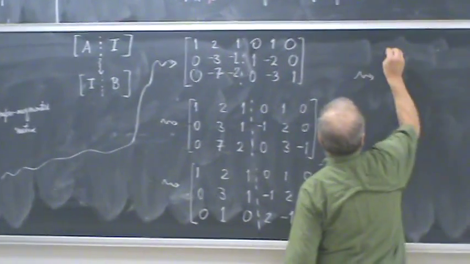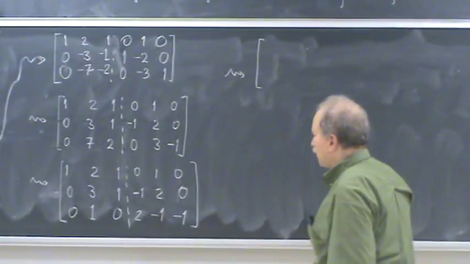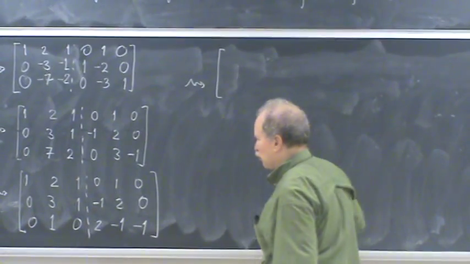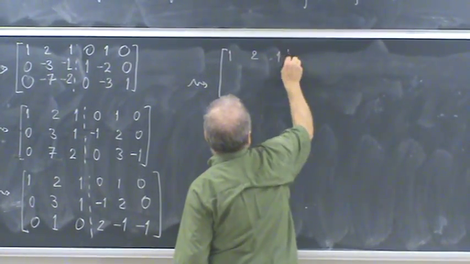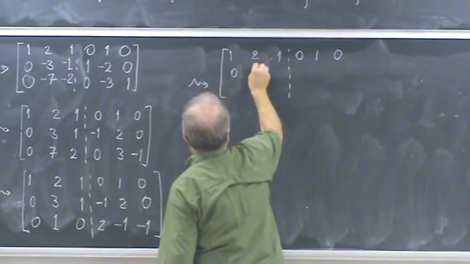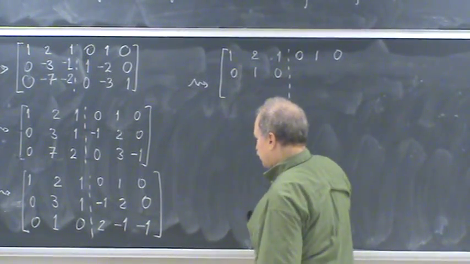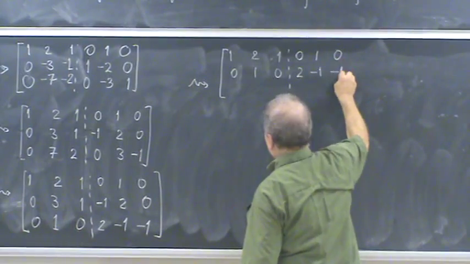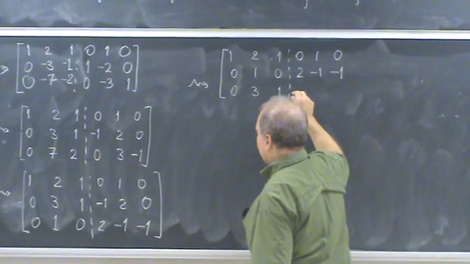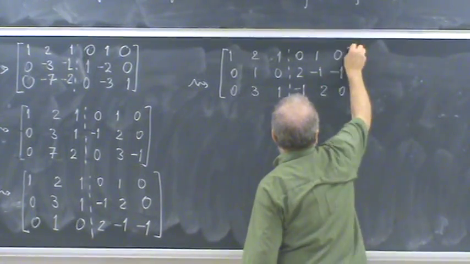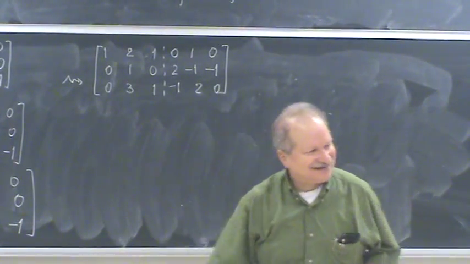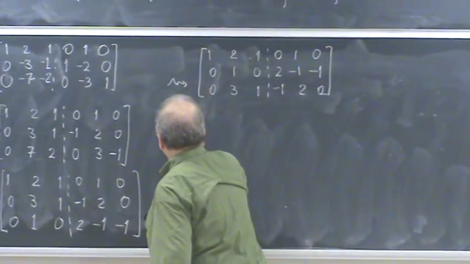Swap the bottom. How about we switch rows 2 and 3 to obey our rules? So 1, 2, 1, 0, 1, 0, 0, 1, 0, 2, -1, -1, 0, 3. Yeah, so I'm not going to skip steps. In the privacy of your own notebook, you might have combined a step here.